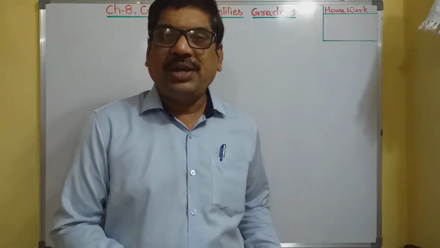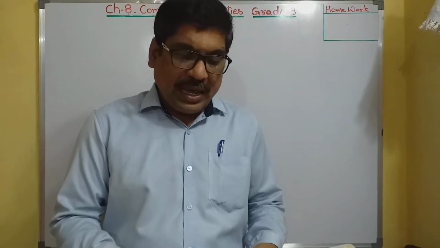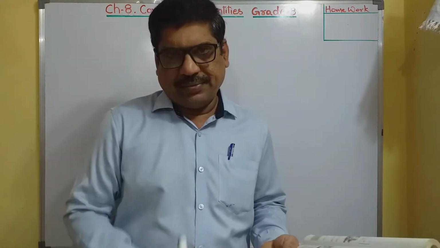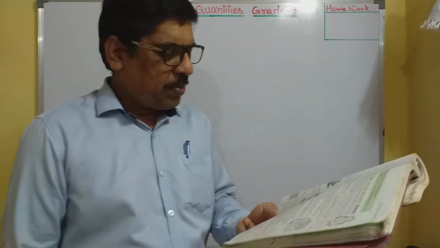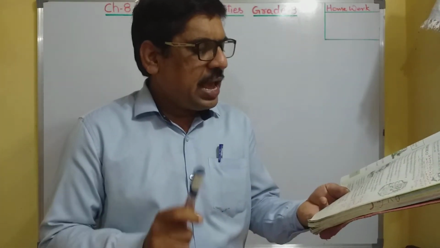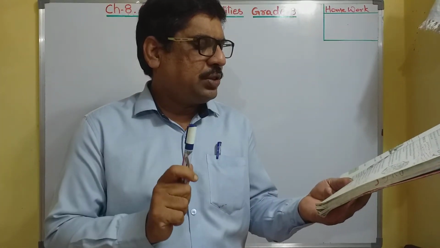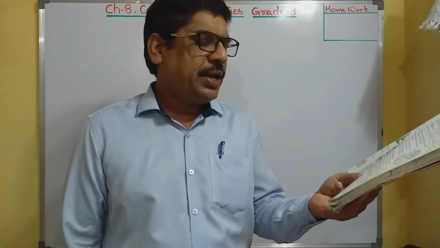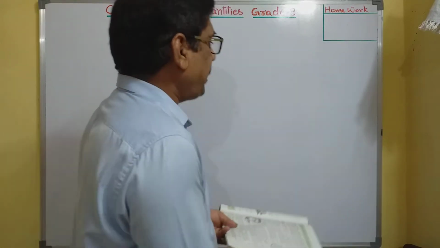Let us continue the problems from the chapter comparing quantities. We are in exercise 8.2, problem number 10. Let me read the problem. I purchased a hair dryer for 5400 including 8% VAT.